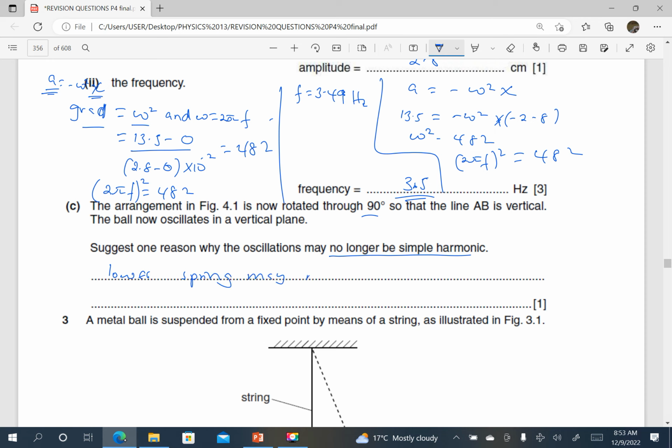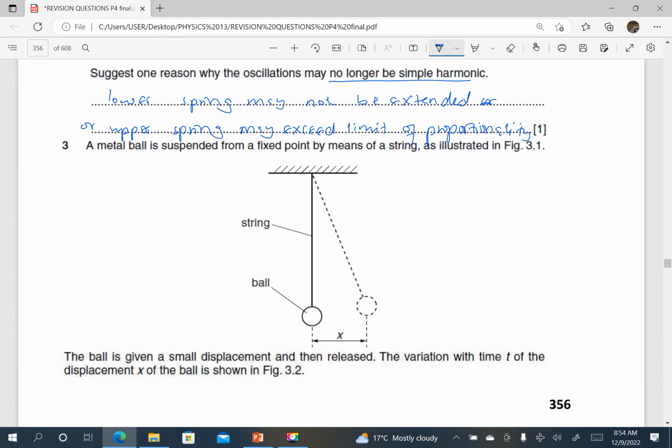The lower spring may not be extended, or we can look at the upper spring. It may be stretched beyond the elastic limit. Or because of gravity, the upper spring may exceed the limit of proportionality. Therefore, the oscillations may no longer be simple harmonic motion.